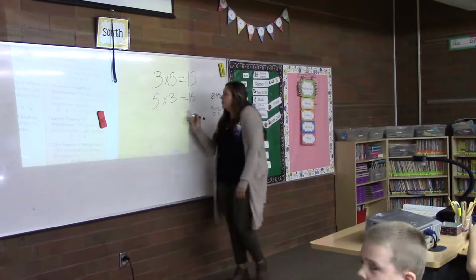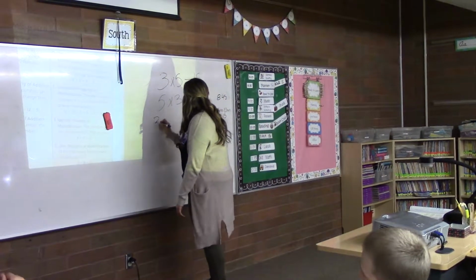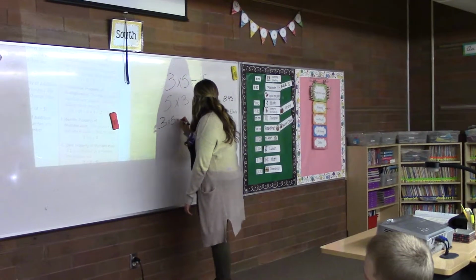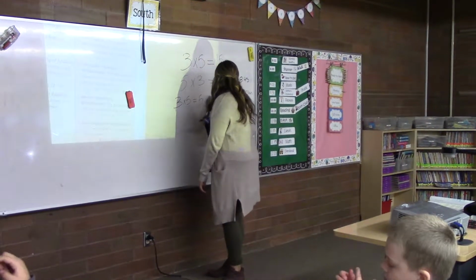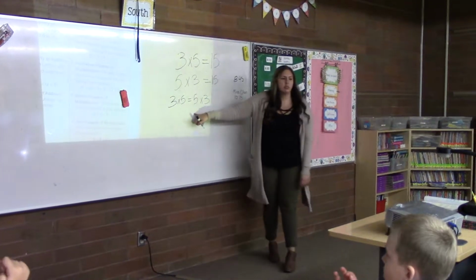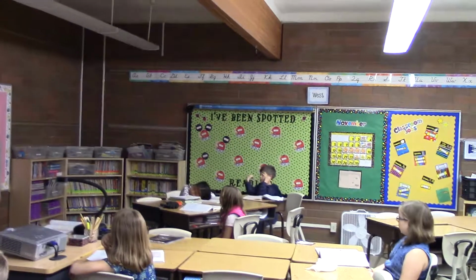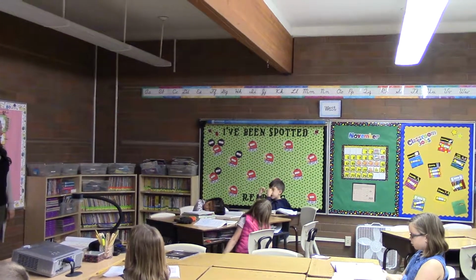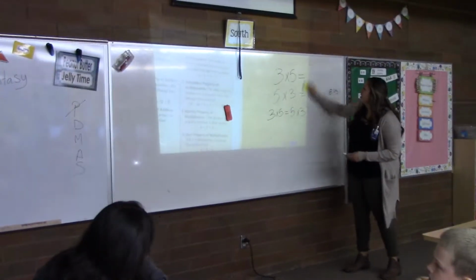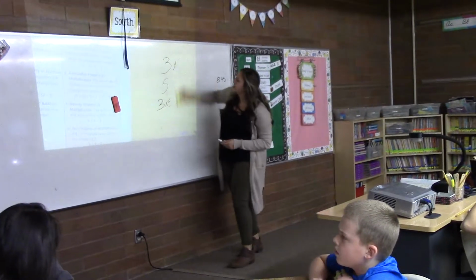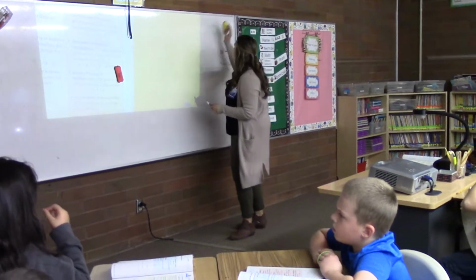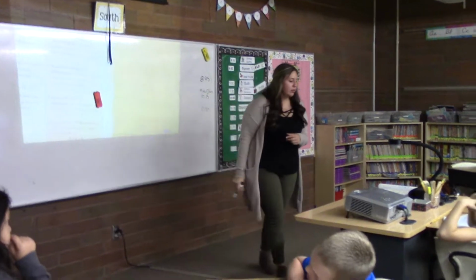Fact families, right? So if we saw it like this, what does this mean? What is this telling us? Heber? 5 times 3 and 3 times 5 both have the same answer. They're the same answer, right? Just like the addition. So, I've got a trickier one for you.